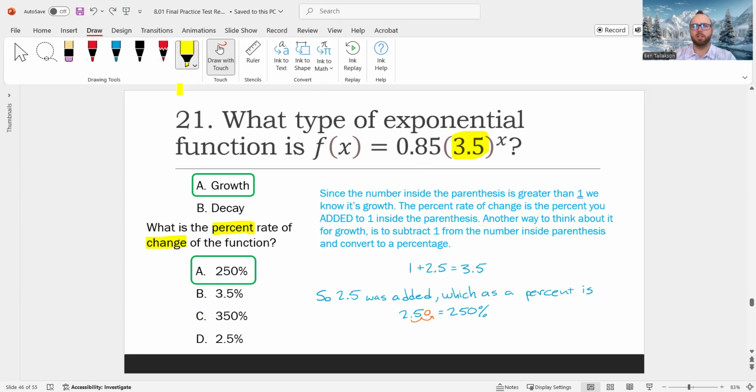Well, that's not the case because what was originally in there? Well, it's 1 plus r. We just went over that. So the rate of change is whatever r was. Well, you could do 3.5 minus 1 to find out the difference, or just ask yourself, what would r have to be? What would 1 have to be added with to get 3.5? Now that's 2.5. And as a percent, that's 250% because we move that decimal over.